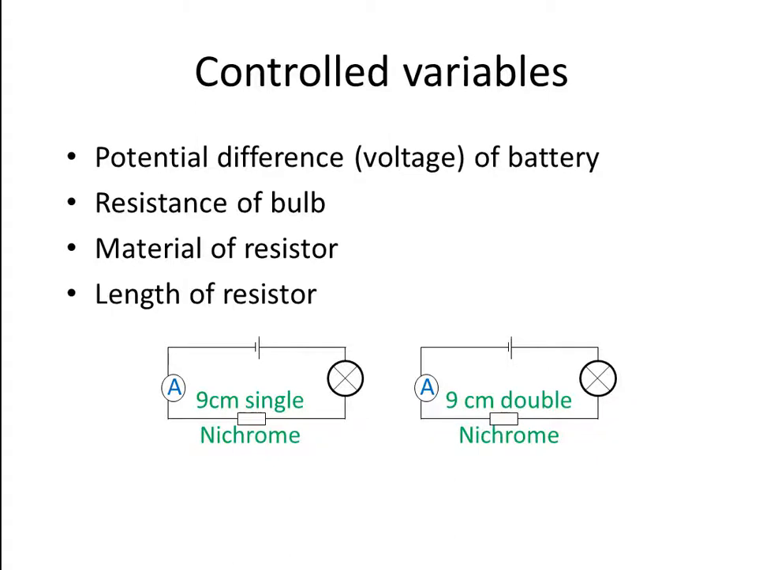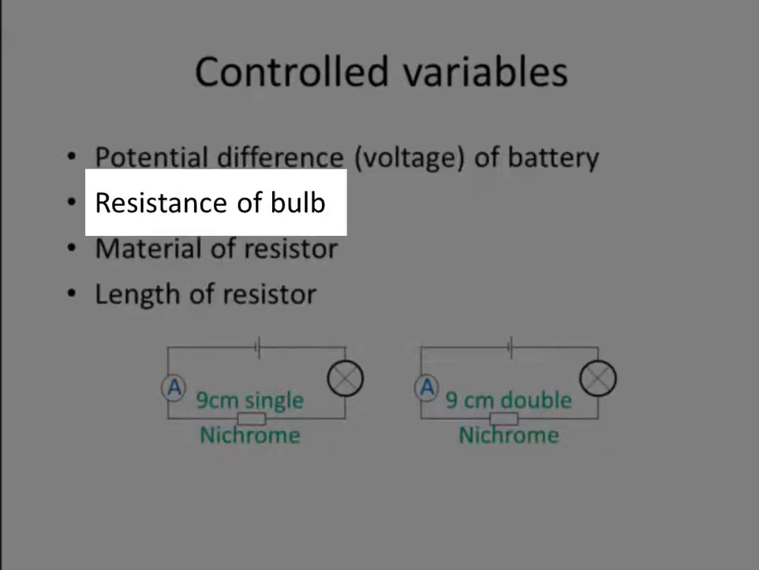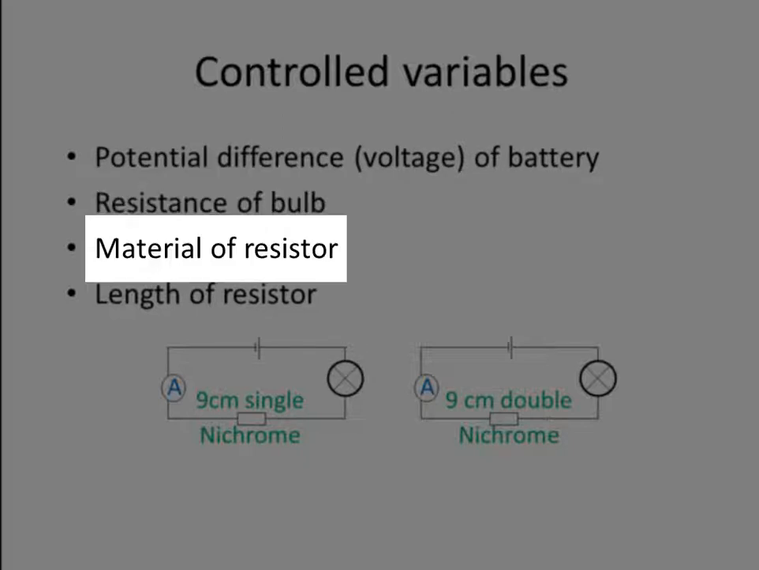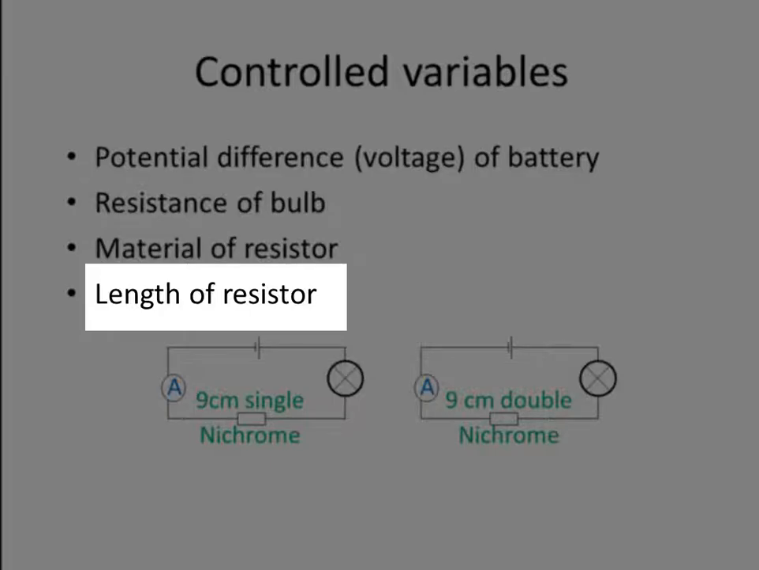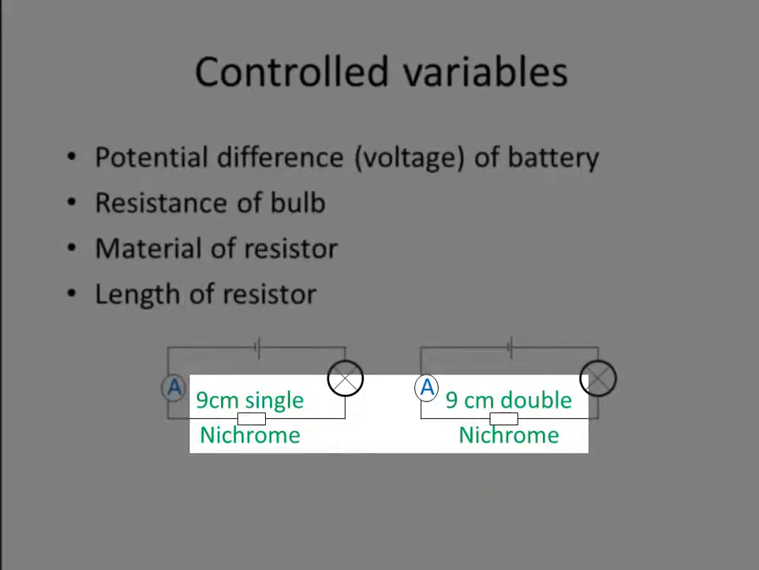But what is on the list? The two circuits must have the same potential difference of the battery. They must have the same resistance of the bulb. The material of the resistor must be the same, and the length of the resistor must be the same. The only important thing that must be different is the thickness of the wires.